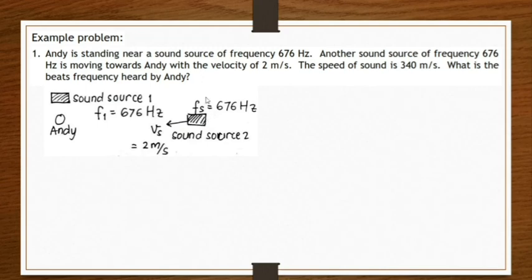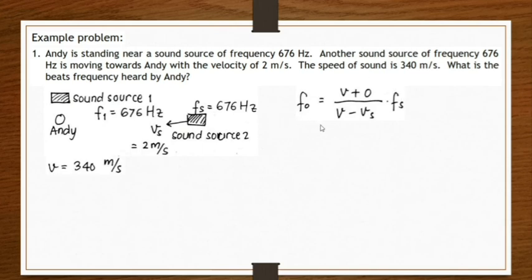Of course, the frequency of the sound here will not be heard by Andy at 676 Hertz because it is moving towards Andy. So the wavelength will be reduced so that Andy will hear a higher pitch than the frequency of the source. So now we need to find the frequency that Andy hears. V is 340 meters per second.